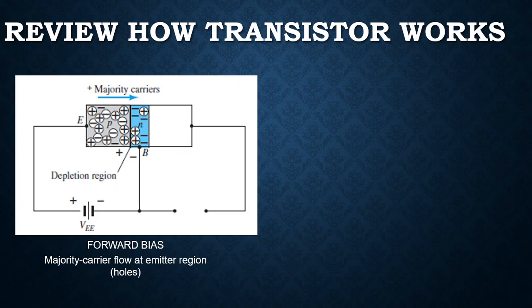Dahil dito, the depletion region between emitter and base region has been reduced due to applied voltage, resulting in heavy flow of majority carrier from P to N-type material. During forward bias, yung majority carrier natin again ay mga holes at emitter region ay nagmo-move toward the N-type region.